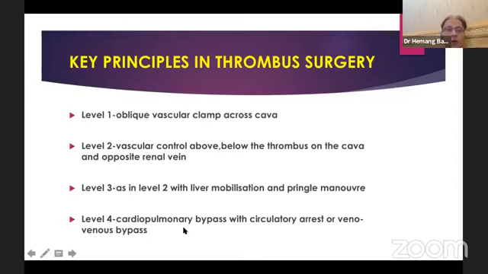So, according to the level of the thrombus, level 1 you can just deal with by an oblique vascular clamp across the cava. For level 2, you have vascular control above and below the thrombus on the cava. So you have isolated the cava above and below the thrombus, ligated the thrombus, and controlled the opposite renal vein.